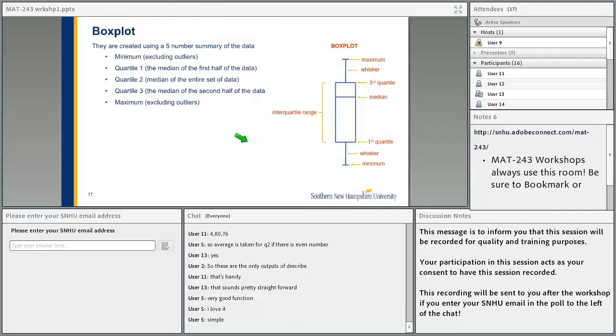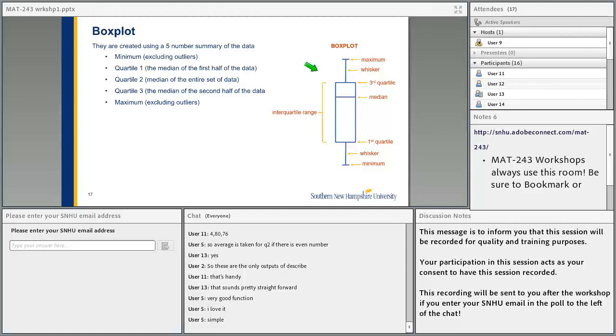Okay, box plot. A box plot is a plot that we make using 5 numbers from our data set. The values are the minimum, the 3 quartiles, and the maximum. So here is an example of a box plot. Let me just tell you what it actually means.